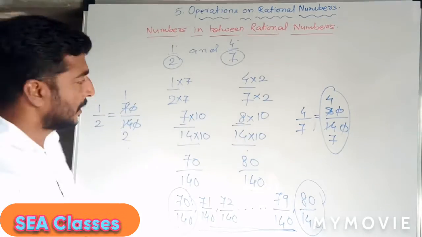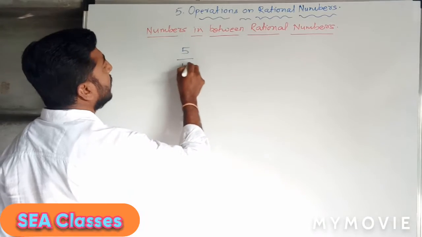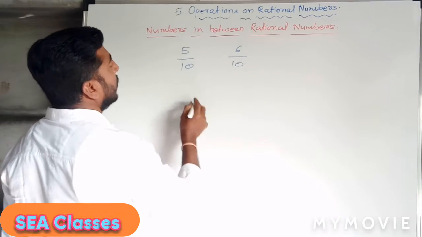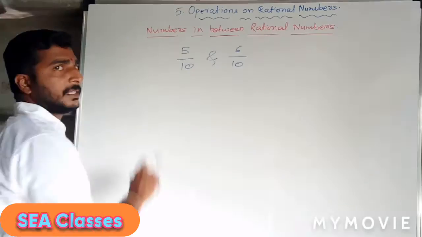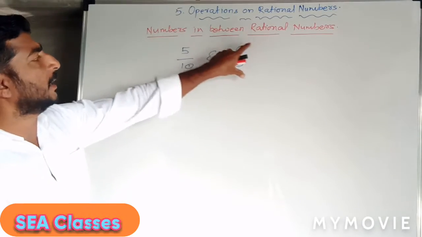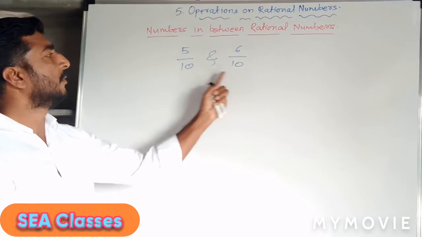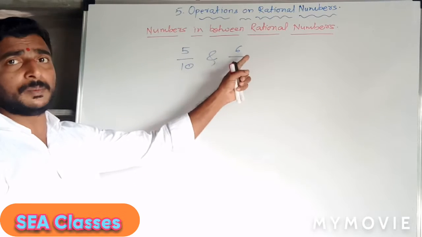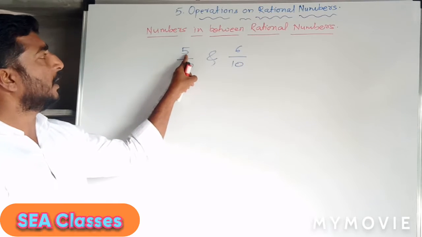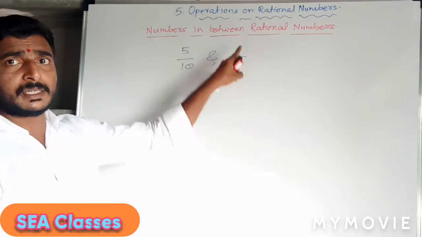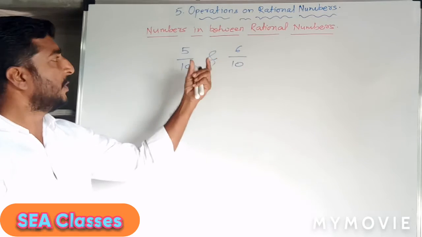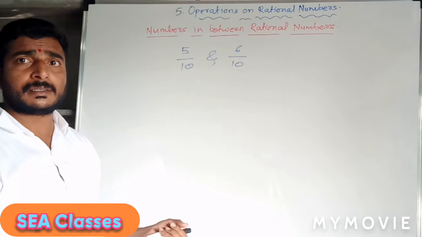One more example we will discuss here. We take 5/10 and 6/10, and you have to tell the rational numbers lying between 5/10 and 6/10. We have equal denominators here, so we can compare the numerators. You can see 5, and after 5 the consecutive natural number is 6. So which number is lying between 5 and 6?